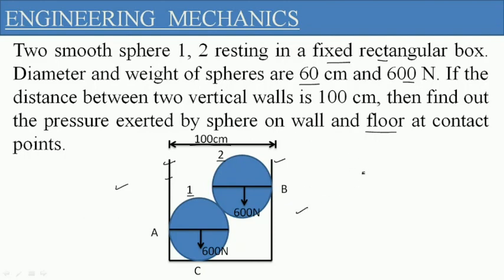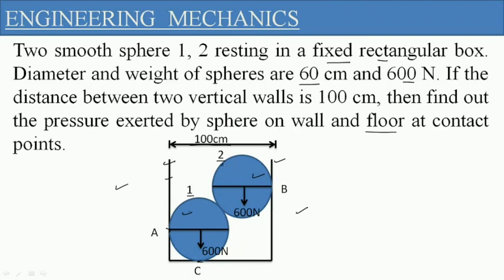So let's start the solution. Here we are considering two spheres 1 and 2. In this diagram, you can see this is the position of the first sphere and this is the position of the second sphere. The first sphere is in contact with this rectangular block at point A and at point C. Point A represents the point of contact between the vertical wall and sphere 1, and point C represents the contact point between sphere 1 and the horizontal surface of the rectangular block.